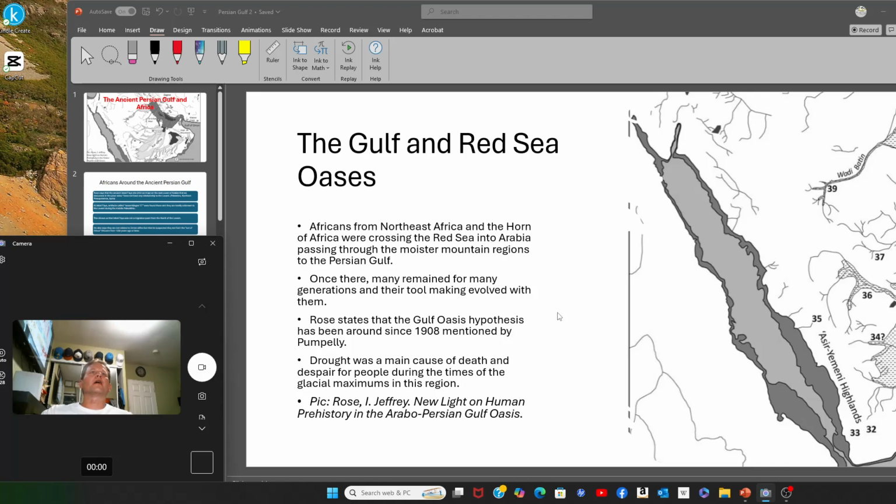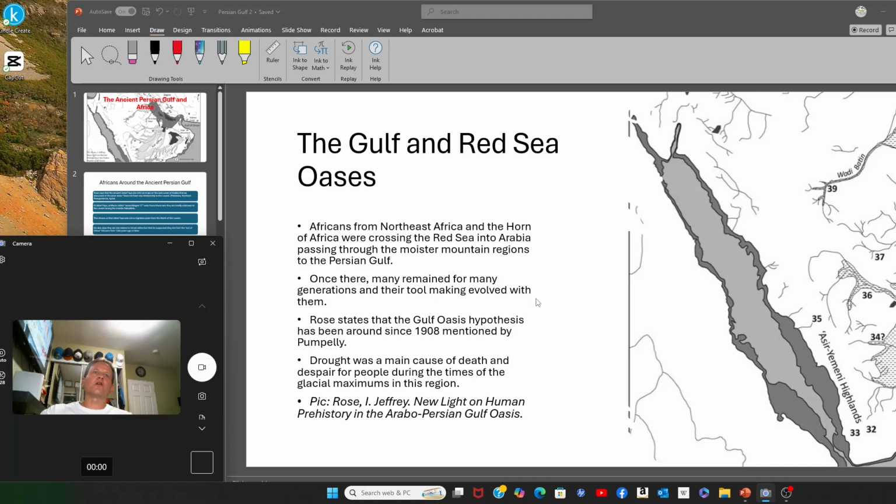So, the Gulf and the Red Sea oasis. Africans from Northeast Africa and the Horn of Africa were crossing the Red Sea into Arabia, passing through the moister mountain regions to the Persian Gulf. Once there, at the Persian Gulf, many remained for many generations, and their tool making evolved with them.